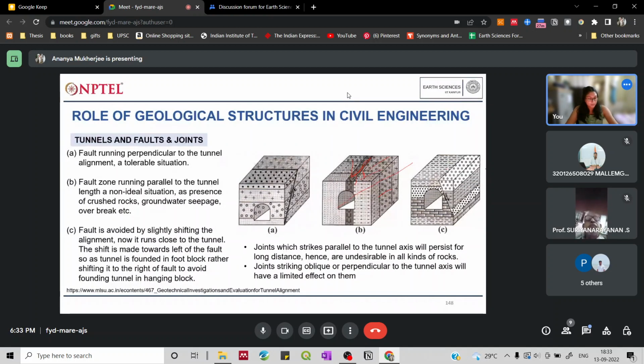But if we consider this, the tunnel length is like this, but you have joints like this, slightly almost perpendicular or oblique. Wherever such joints are met, wherever these are intersecting the tunnel structure, you can provide support and a kind of lining over there to avoid future damages. So it is not the best condition, but it is tolerable and we can work with it.